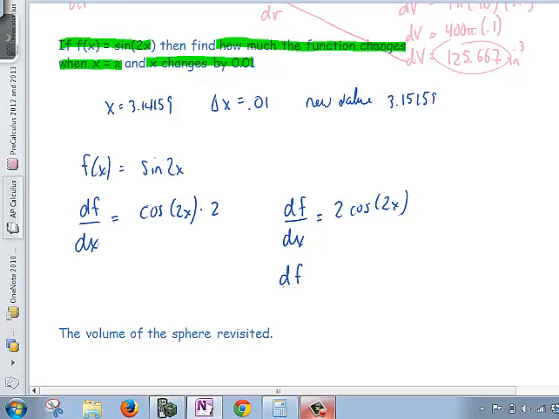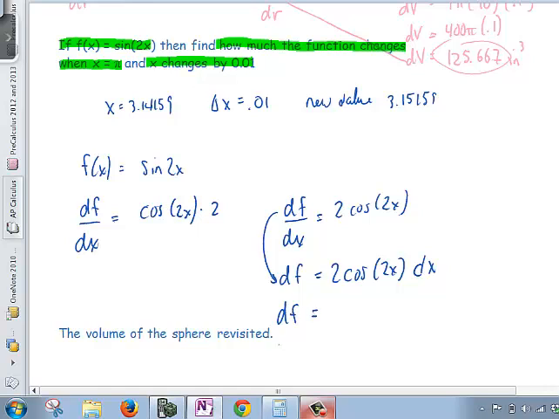and if I want to find out what my change in function value is, that would be df by cross multiplying. I have 2 cosine of 2x times the change in x. So let's check this out.